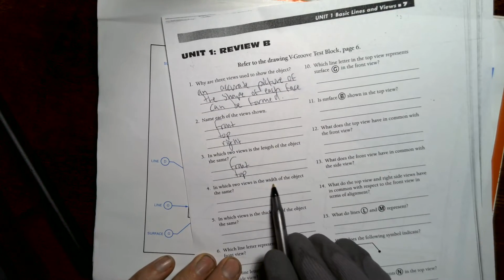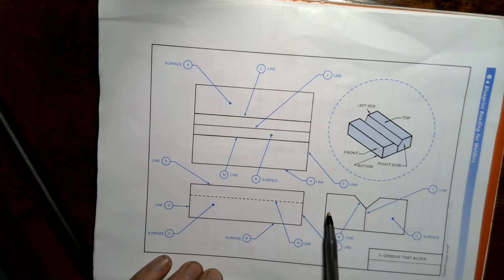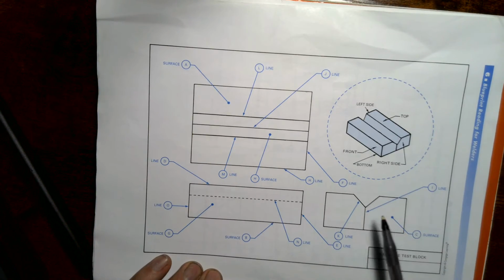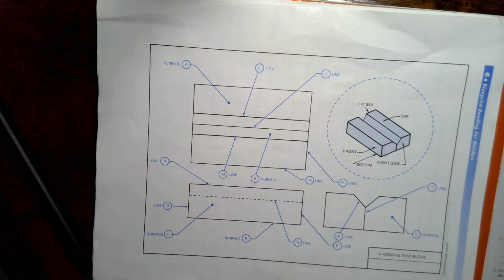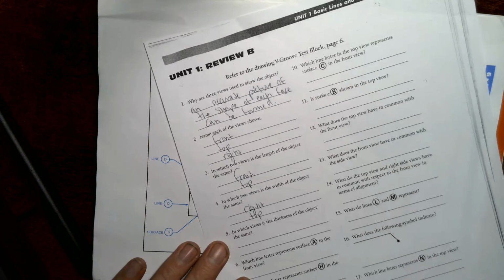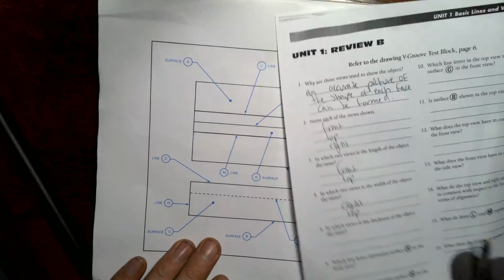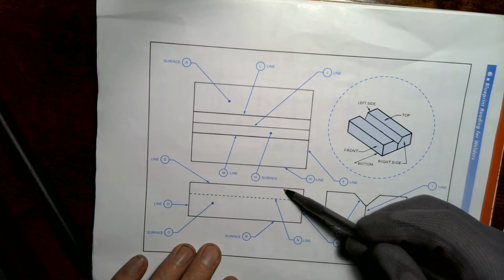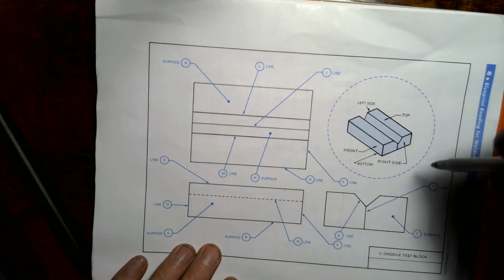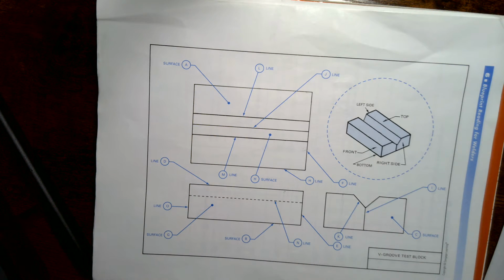In which 2 views is the width of the object the same? We can see the width here. We can see the width here. We can't see it here. So right, top. So I would put right, top. In which views is the thickness of the object the same? We can see the thickness here and here. We cannot see the thickness of this object looking down on top of it. Okay? So that would be the front and right.